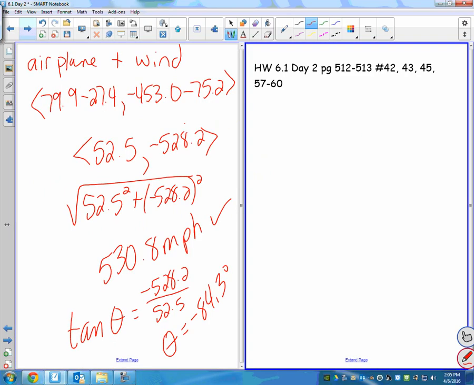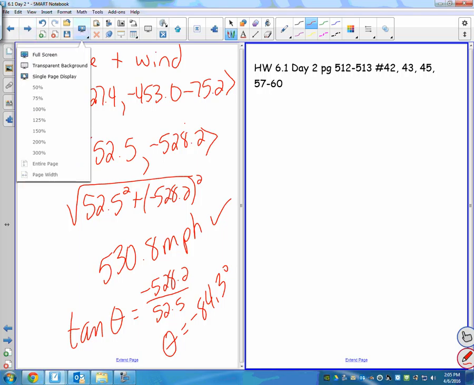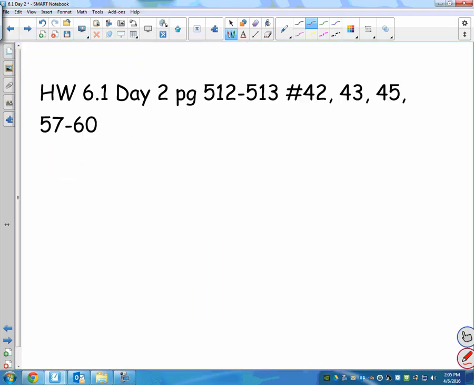That could be a real problem on that. I don't know. We'll see. Number 43 is like the one that we just did. You're going to see it looks identical, just the numbers are different.